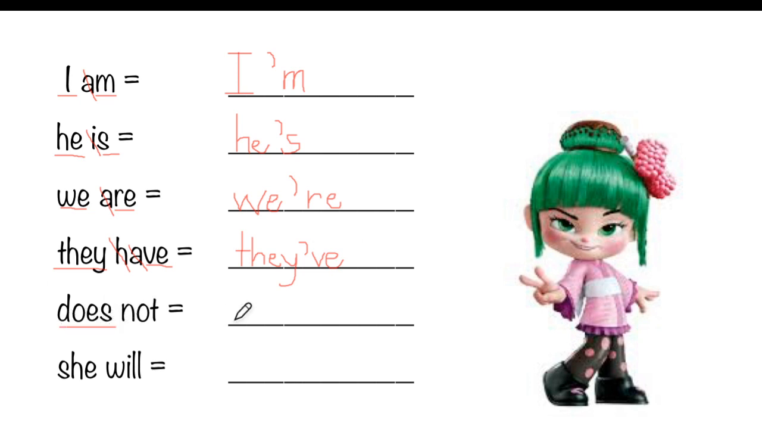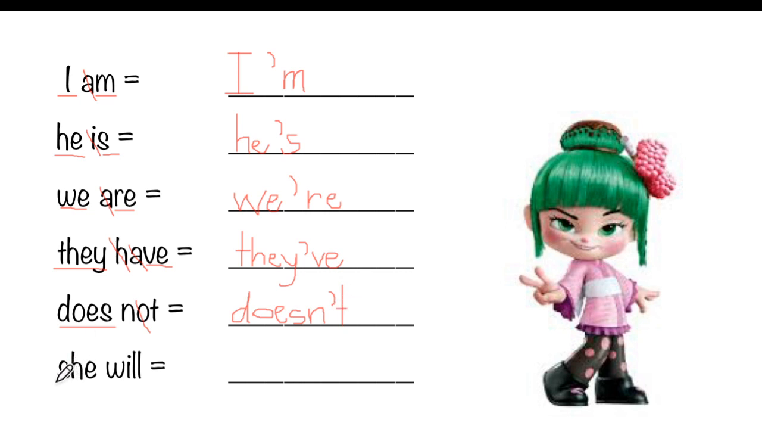Does and not. First word, again, you have to copy. Does will not have anything changed. You take the letter out from the word not. Which letter will you take away? O. So we need to add N to the word does. And then we will put an apostrophe. And then what is left? T. Doesn't.